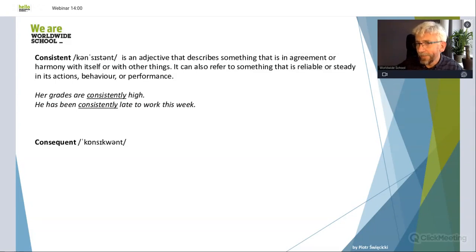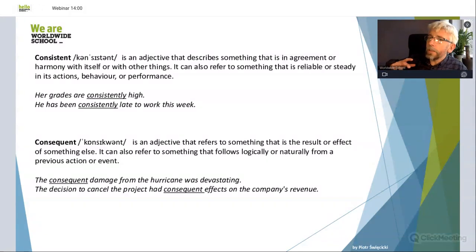So what about consequent? Consequent, you could think, is related to consequences, right? Consequent is an adjective that refers to something that is the result or effect of something else. It can refer to something that follows logically or naturally from a previous action or event. The consequent damage, so the damage which happened after, from the hurricane was devastating. The decision to cancel the project had consequent effects on the company's revenue. So, consequence of something, yeah? You see it? Please remember.